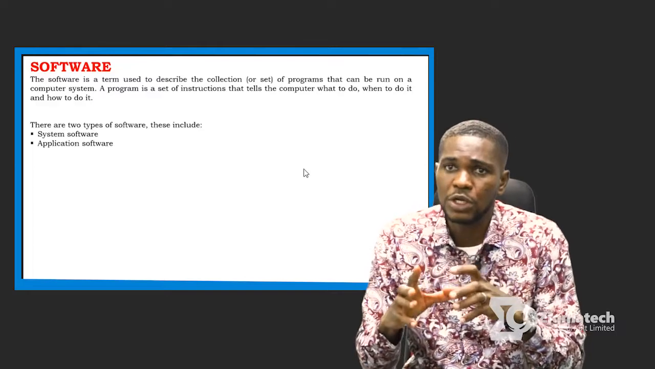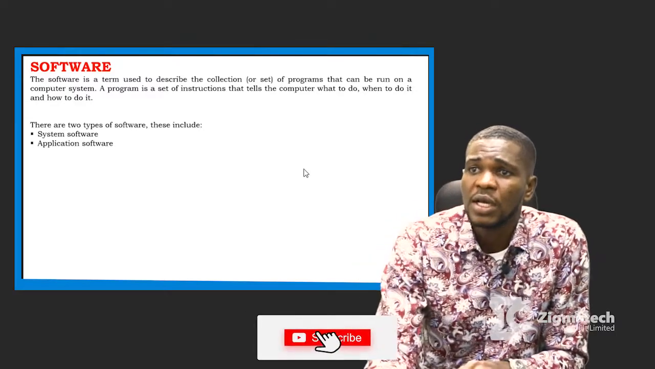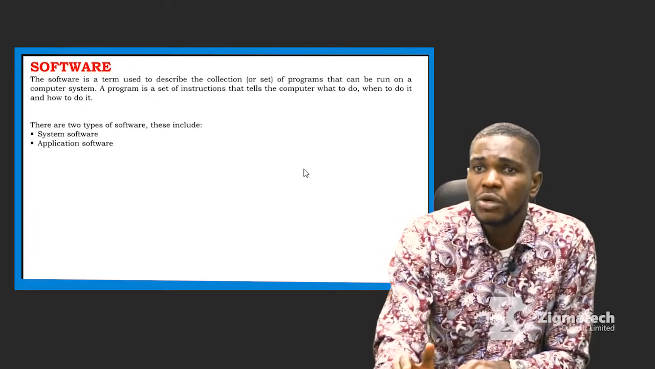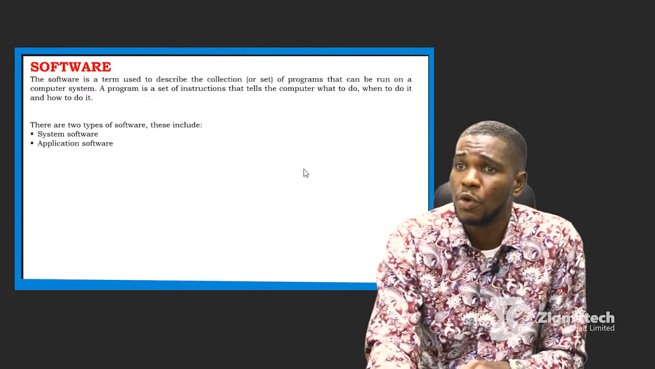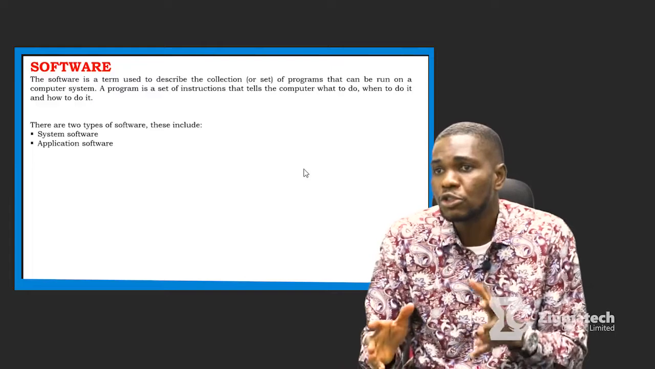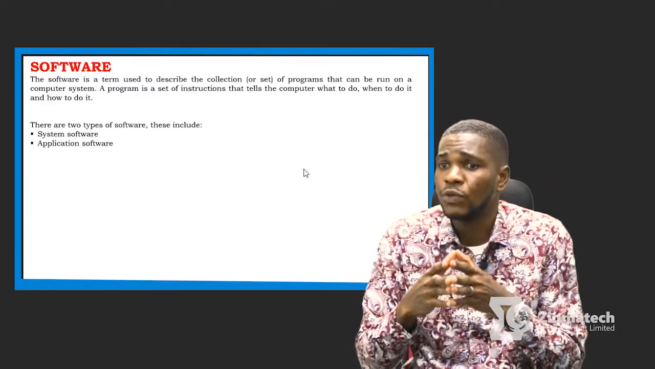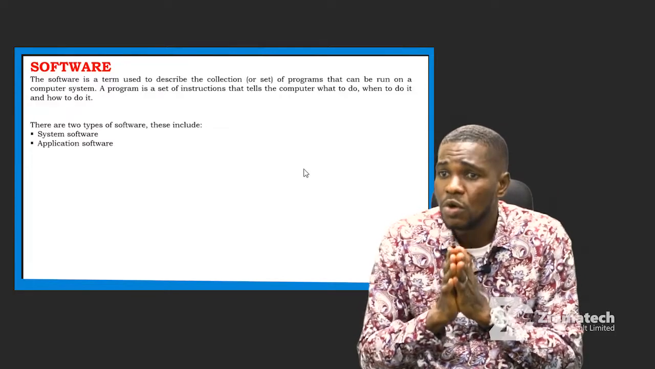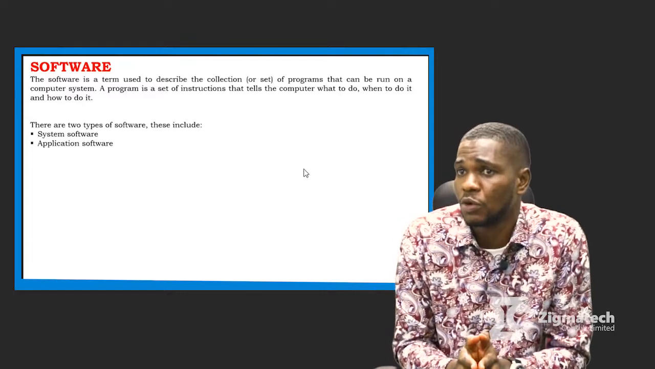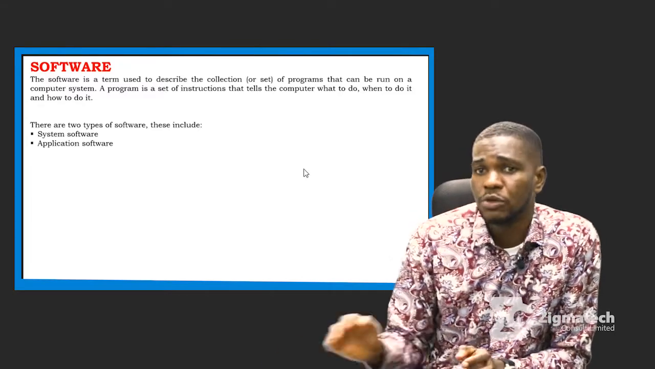But the software on its own is a set of programs, or a collection of programs, that can run on a computer system. By definition, a program is a set of instructions that tells the computer what to do, when to do it, and how to do it. So software is the major framework of the computer system. They are the components of the computer that decide how the computer runs, when the computer runs, and how exactly the user makes use of the computer.